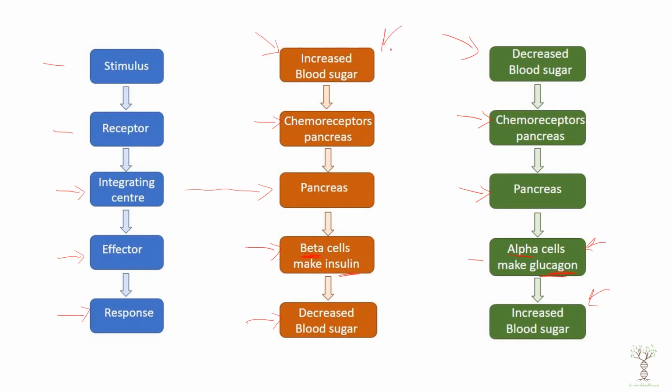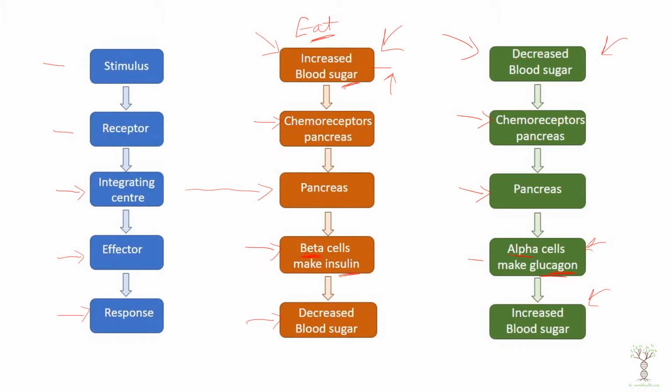Now, what causes our blood sugar to increase? Eating food. And different foods will have different effects on how much the blood sugar increases. Eating carbohydrates and sugar will obviously increase blood sugar more than eating protein or fat.